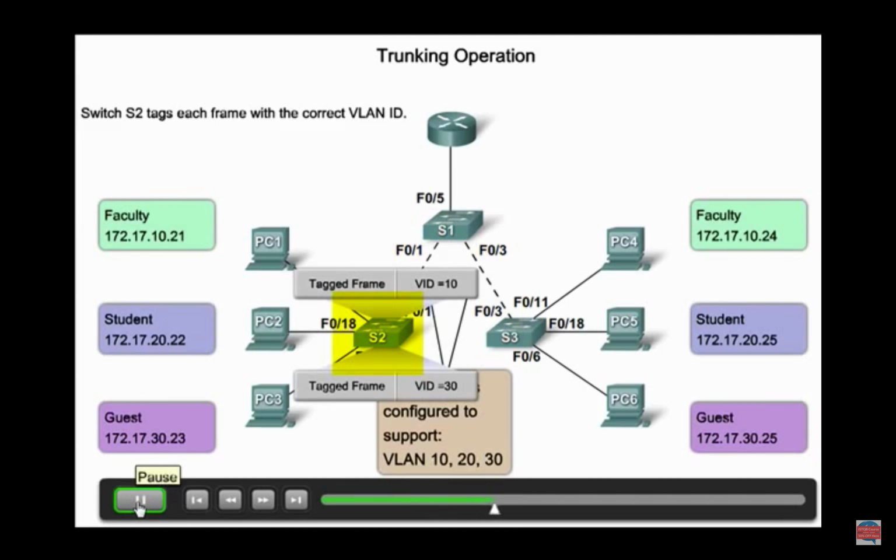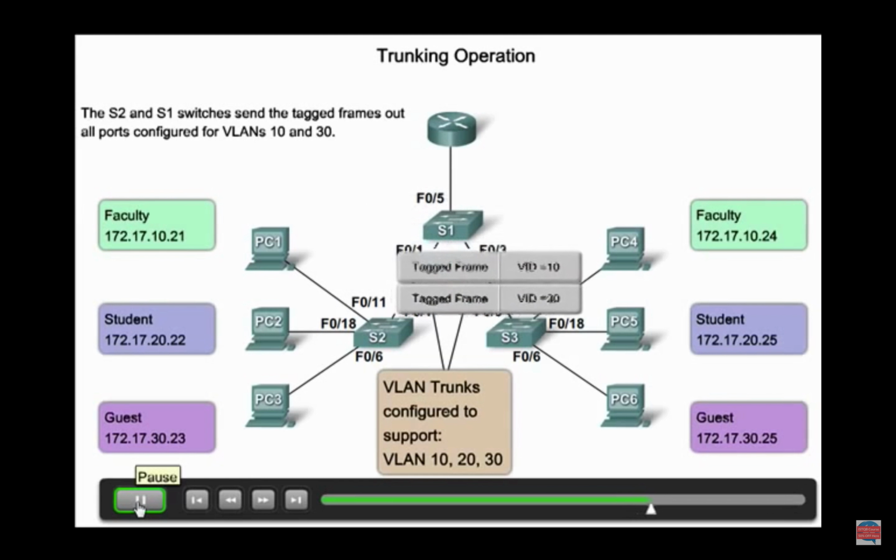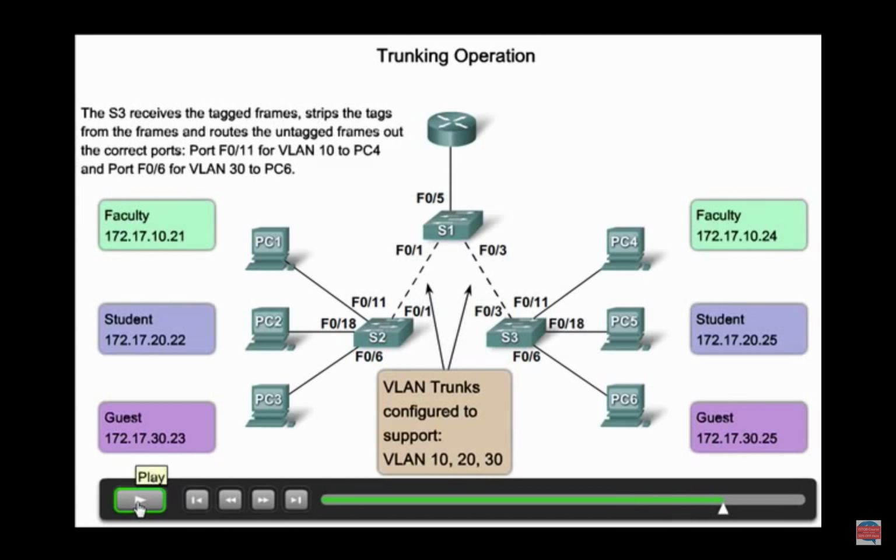In this animation, when switch 2 receives the frames, it tags them with the VLAN information from which they originated, 10 and 30. After traversing the trunk lines and arriving at switch 3, the tags are stripped and the frames are sent out the appropriate ports to arrive at the correct end device.